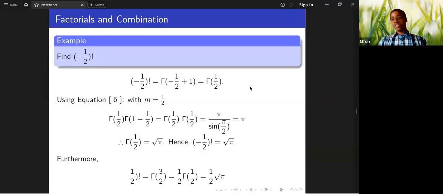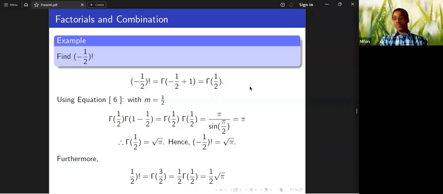We see that the gamma function and beta function have applications in the field of factorials and combinations. For instance, it helps us to expand factorials to non-positive numbers, for example, -1/2 factorial. From here, we know that -1/2 factorial is the same thing as gamma of (-1/2 + 1), which follows from gamma m plus 1 equals m times gamma m. So that's just what is here. Once we do this, we know that -1/2 factorial is the same thing as gamma 1/2.